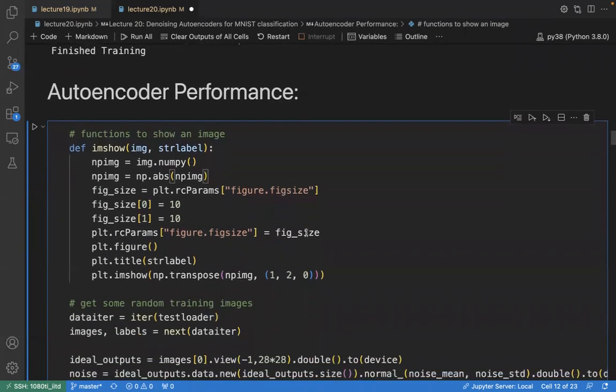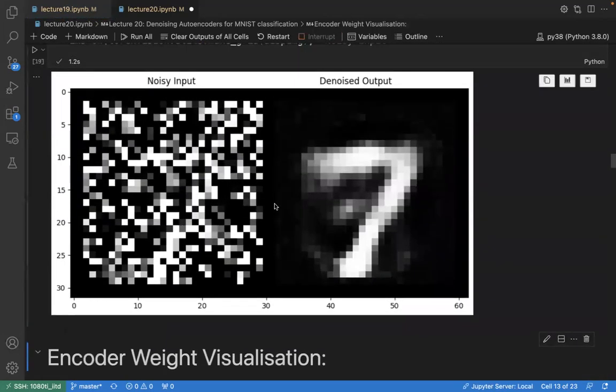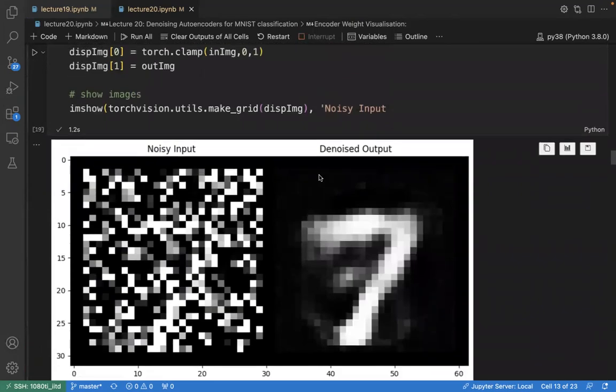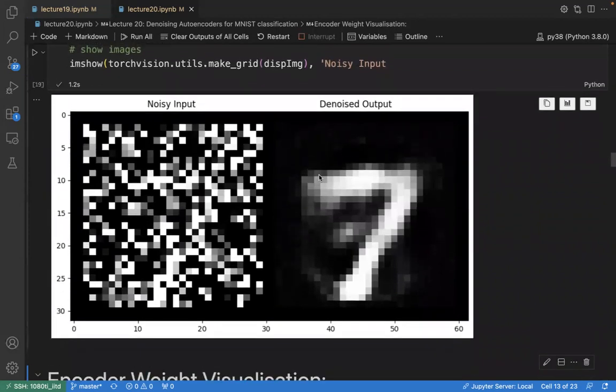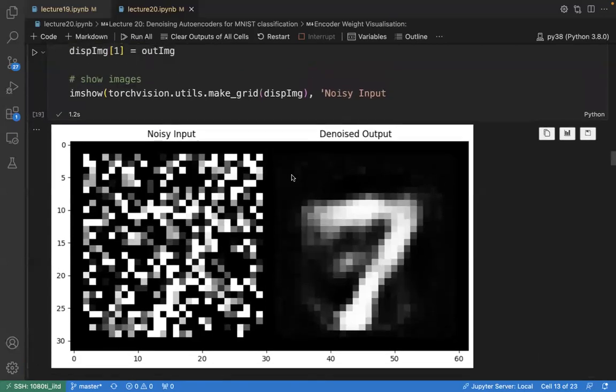Okay, the training has been finished. Let's see. Okay, so I guess the noise here is too much, it's almost all noise, but still it is able to recover the 7 out of it. See, you can see the 7 clearly, I guess. Yeah, so with mean 0 and standard deviation 1, it is too much noise. Let's not go that way. But with mean of 0.1 and standard deviation of 0.2, it is able to retrieve the image as it is.